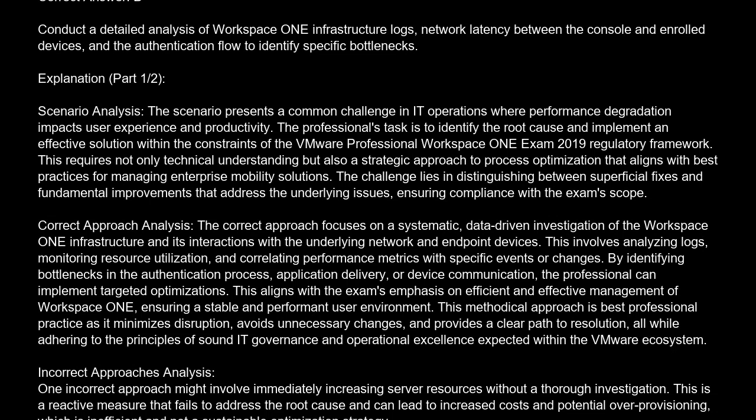The correct answer is B. Conduct a detailed analysis of Workspace ONE infrastructure logs, network latency between the console and enrolled devices, and the authentication flow to identify specific bottlenecks.